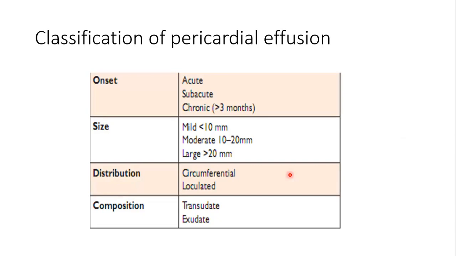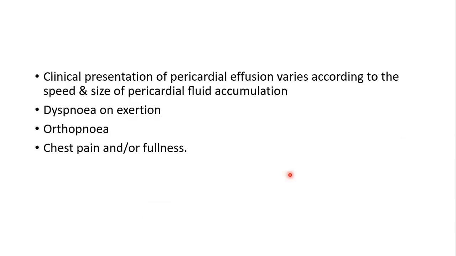And based on the distribution, it is circumferential or loculated, and also the composition of the fluid itself, whether it's transudate or exudate. So the clinical presentation of pericardial effusion varies according to the size and the speed of accumulation of the fluid. Rapid accumulation of fluid can actually give symptoms, and for those who have a slow collection of fluid, it gives the pericardium ample chance to cope with a large volume.